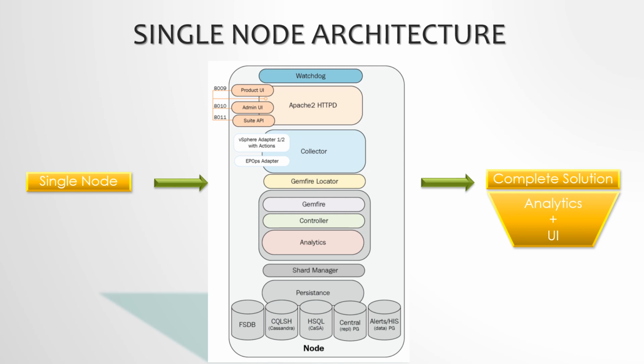By vROPs node, I mean a virtual appliance, which is a pre-configured operating system with a single application on it. In our case, that single application is vRealize Operations Manager and the operating system is Linux. So let's understand the functionality of all of these components.